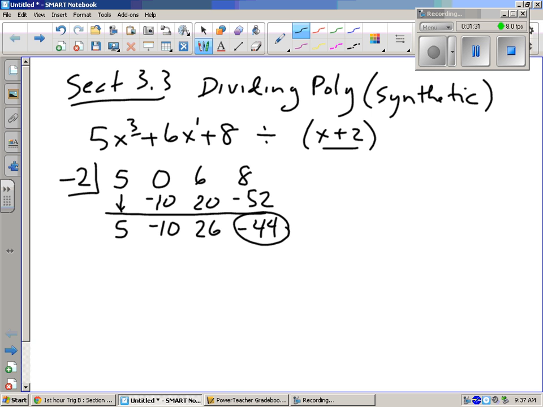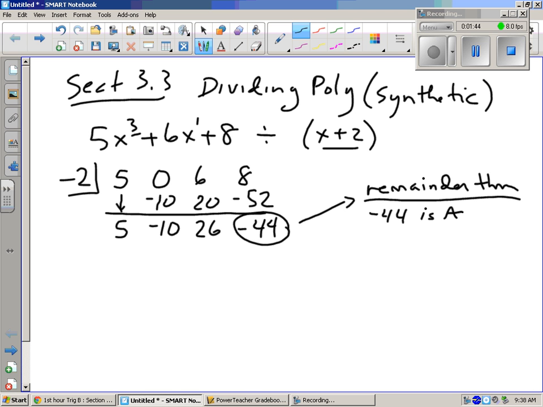Now this is the remainder. Now there's something called the remainder theorem. The remainder theorem says that this would be the answer. -44 is the answer if I were to substitute -2 into the equation. So the old-fashioned way is to put a -2 in wherever you see x in here, and you will get -44. So if I say use the remainder theorem, your answer is just -44.